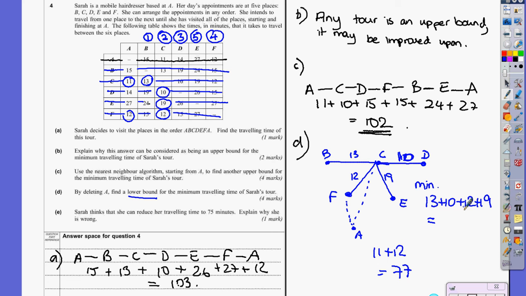Hopefully it does. 10, 20, 30, 40, 50. There you go. So 54 plus 11 and 12 gives you 77, which is good. So that would be my lower bound. And then it says, Sarah thinks that she can reduce her travelling time to 75 minutes. Explain why. Well, the minimum tour has got to be greater than or equal to 77, because basically that isn't a tour, so a tour would have to be bigger than that. There's no way it could be smaller than that, because this is what we've got for this one, deleting A. And that's it.